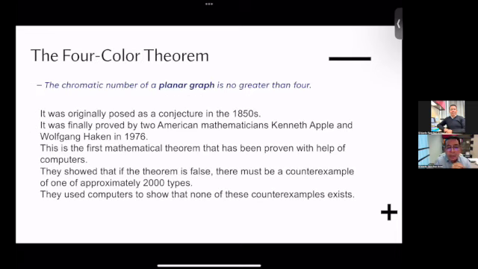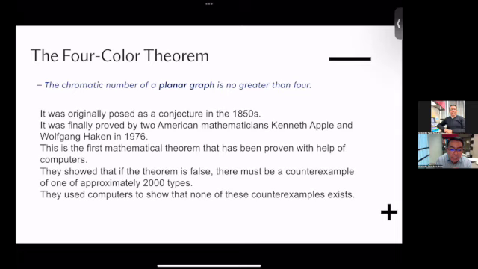Now, this theorem is very interesting because a long time ago, in the 1850s, somebody conjectured that the chromatic number of a planar graph is not greater than 4. And we will see the definition of a planar graph in a moment. We haven't defined it yet.